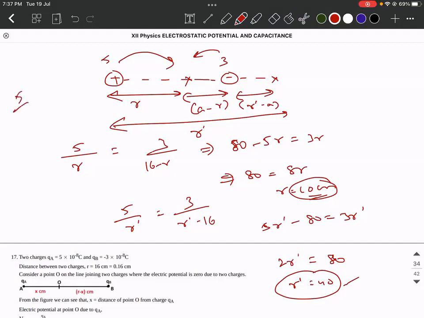Five by 16 plus x is equal to 3 by x. So 5x will be equal to 48 plus 3x. So 2x is equal to 48, x is 24. 24 plus 16 is 40. So I have reported the answer with respect to 5. With respect to 5, the 2 points are at a distance of 10 centimeters and 40 centimeters on the right of it. That's the answer.